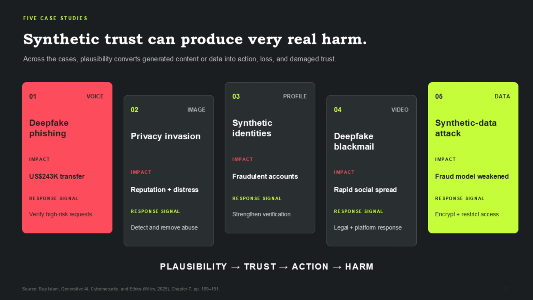The second and fourth cases show deepfake content invading privacy and causing reputational damage, emotional distress, and blackmail risk. The third case moves from media to identity. An online marketplace found fraudulent profiles built from AI-generated names, addresses, and images, leading to losses and reduced user trust. The fifth case is especially interesting because synthetic data began as a privacy-supporting tool for fraud detection. Attackers accessed and manipulated it to improve their own fraud techniques, weakening the defensive model. So the lesson is not simply synthetic is dangerous. The real issue is how generated artifacts are secured, verified, governed, and trusted. Plausibility is powerful. Security controls must verify before people or systems act.